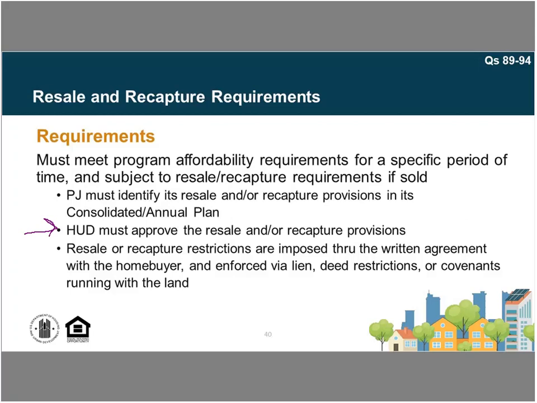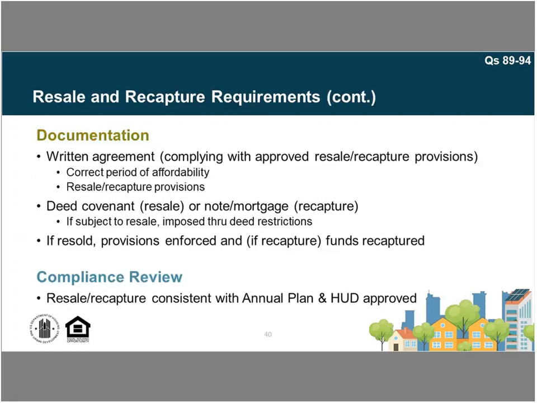If you ever wonder what HUD is using to look at that, I'm going to type in here, it's CPD Notice 12-003, and that outlines the requirements for the HUD staff to review and approve a PJ's resale and recapture provisions. So what's our documentation for the resale and recapture provisions?